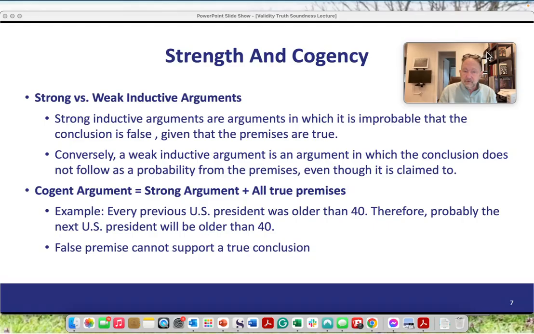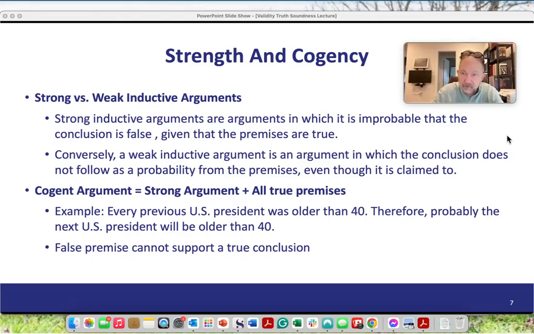So here's a cogent, strong argument. A cogent inductive argument is a strong argument where all premises are true. All right. So every U.S. president was older than 40. True. Therefore, the next president will probably be older than 40. That is a strong argument in which the premises are true. Now, it's still a probability in the conclusion, but it's a strong cogent argument because the premises are true.